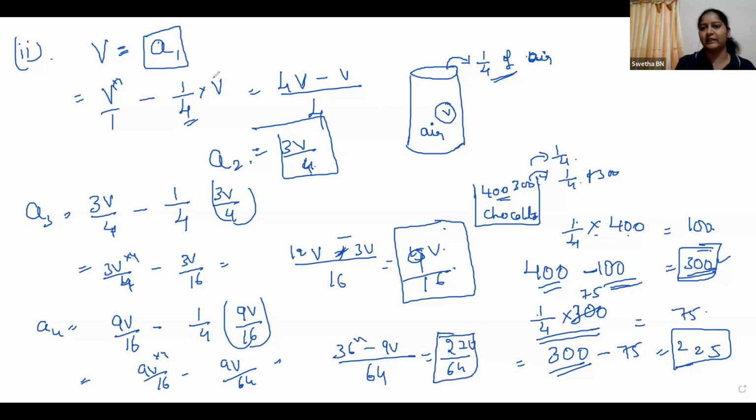This is the fourth term. Once again, did you understand how to write this? Yes, ma'am. Okay. I will write once again. First term is V. Second term is 3V by 4. And third term is 9V by 16. And fourth term is 27V by 64. Okay. So you have to check whether the differences are the same or different.